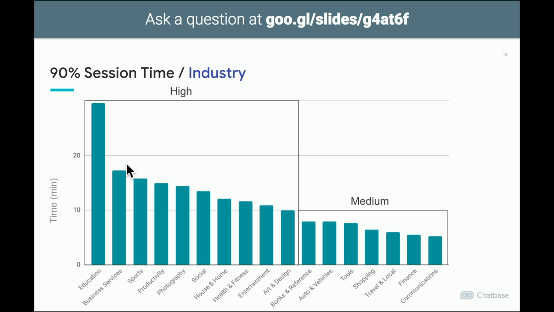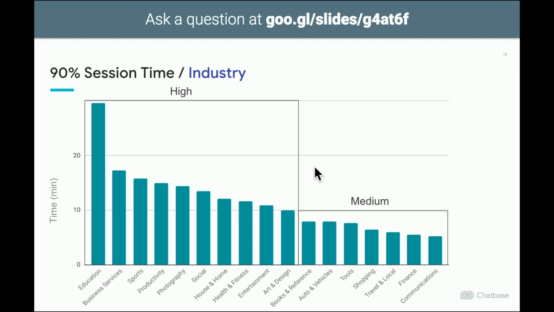What's also interesting is that there are no bots that had low session time, and the definition is under 5 minutes. Medium is 5 to 10 minutes. So on the high end, across industries, the bots did well when it comes to session time.